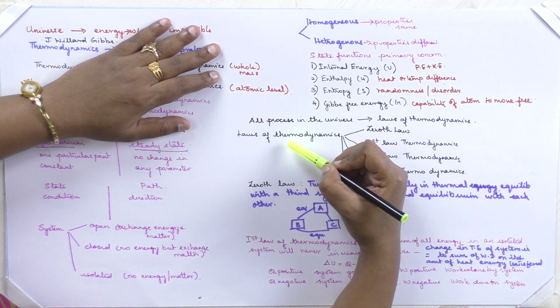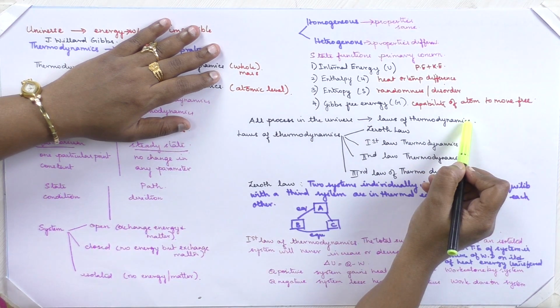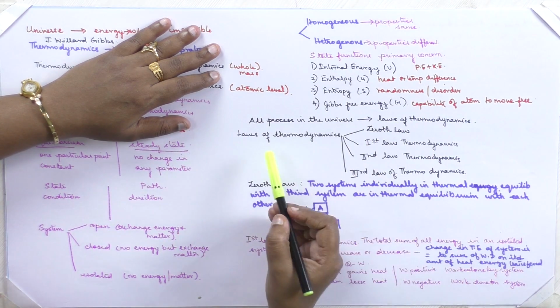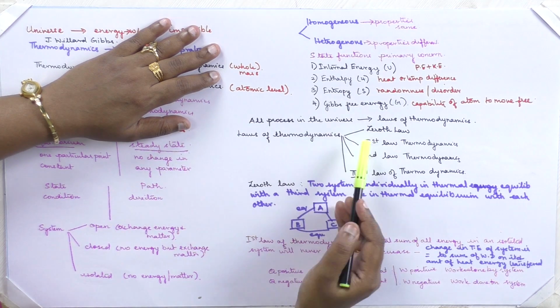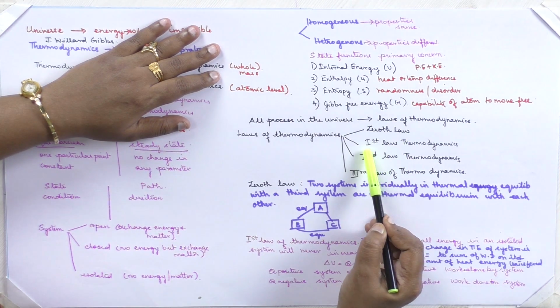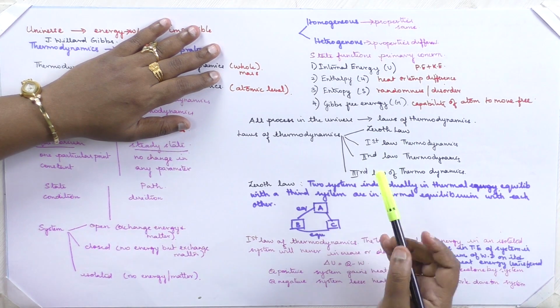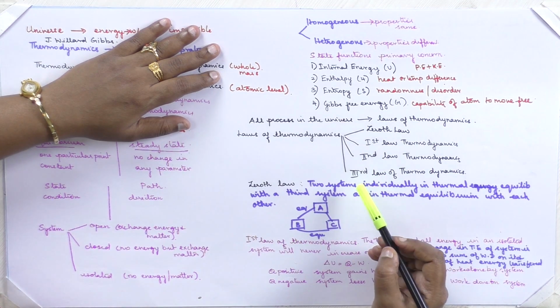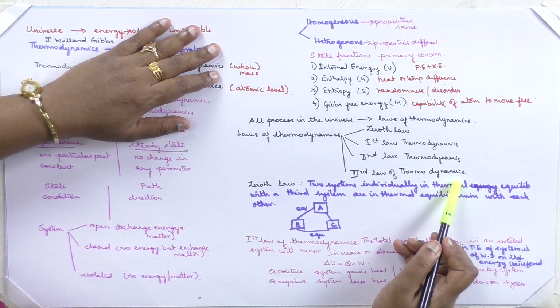All processes in the universe are considered to be under the laws of thermodynamics. The laws of thermodynamics are four. The first one is the zeroth law, then we have the first law of thermodynamics, then the second law of thermodynamics, and next the third law of thermodynamics. Now we will be seeing the definition of all the four laws with an example.